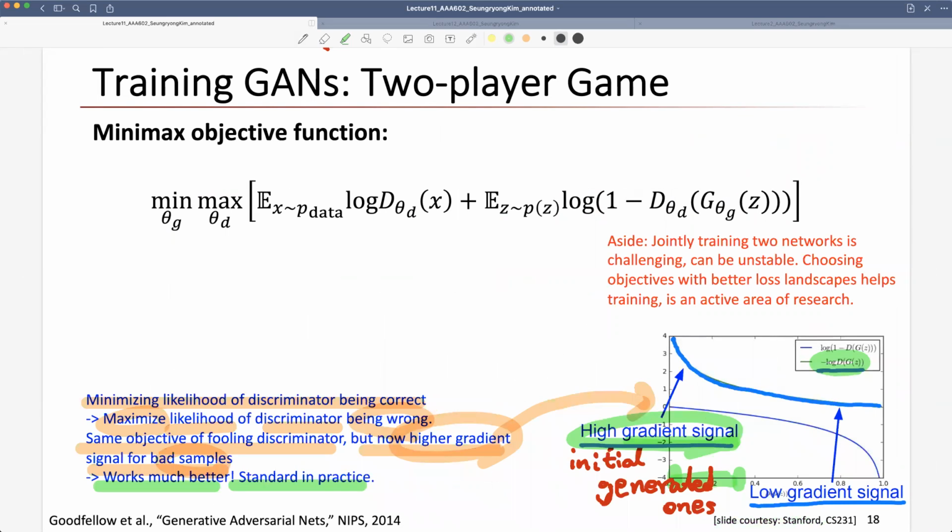Okay, so aside from that, joint training of two networks is very challenging. I mean, joint training of the discriminator and generator is really challenging, so it can be unstable. Choosing an objective with a better loss landscape, a better terrain, is an active area of research.